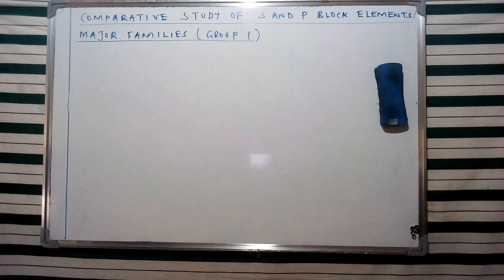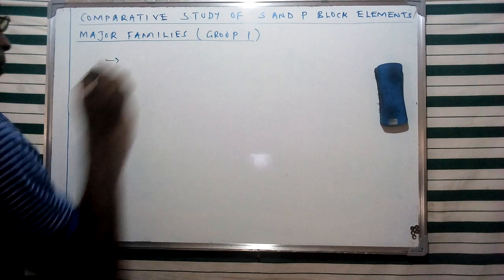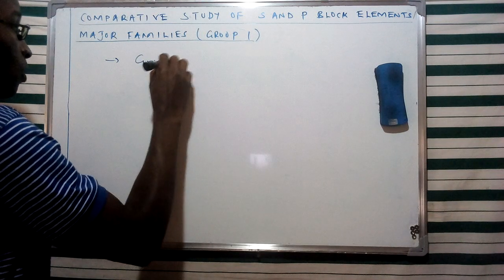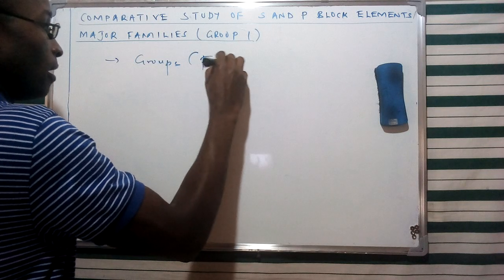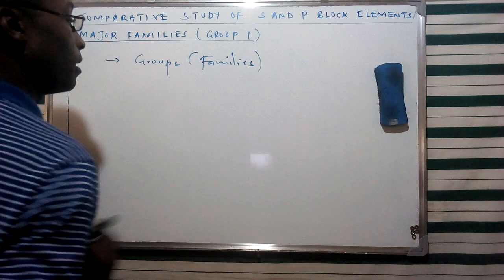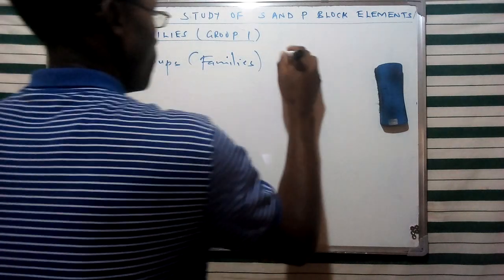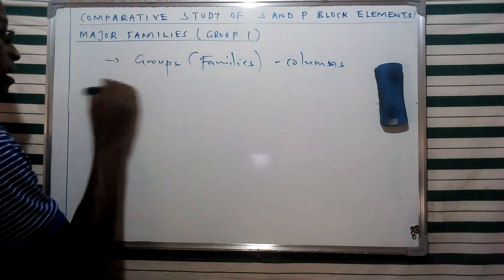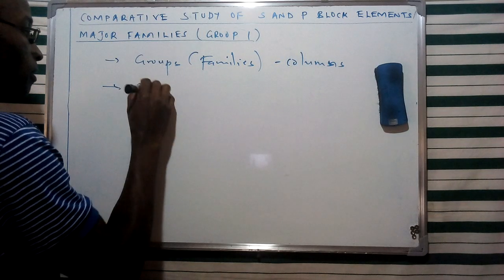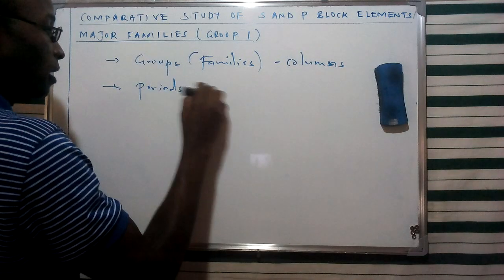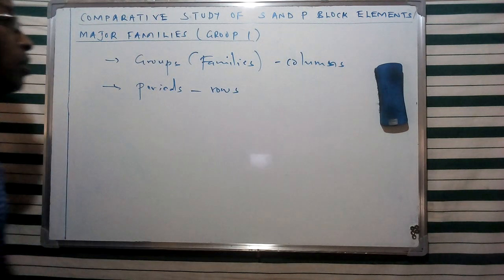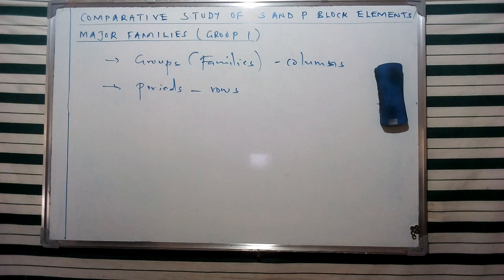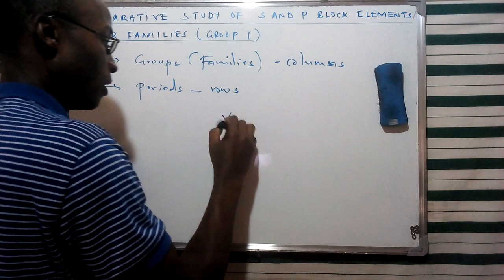Now, in our last discussion, I had mentioned that basically the periodic table can be categorized in terms of what we refer to as groups or families. And I had said that these are going to be appearing in form of what we refer to as columns. And I had also mentioned that we're going to categorize the periodic table in terms of periods. And of course, these are going to be appearing in terms of rows. Now, these two classifications of the periodic table in terms of groups and periods are going to be depending on their physical and chemical characteristics.